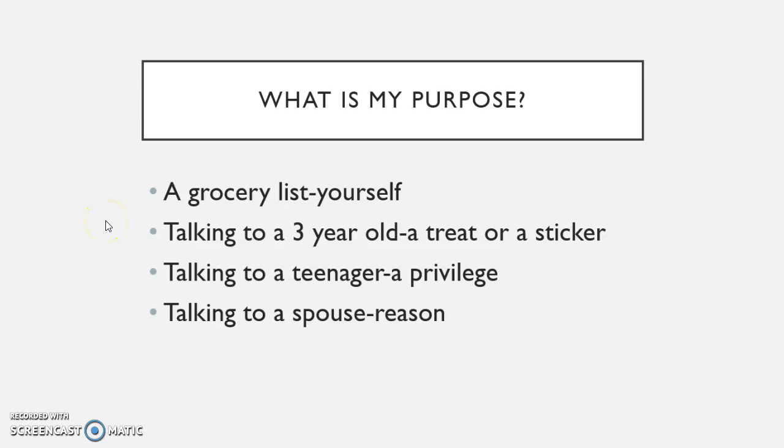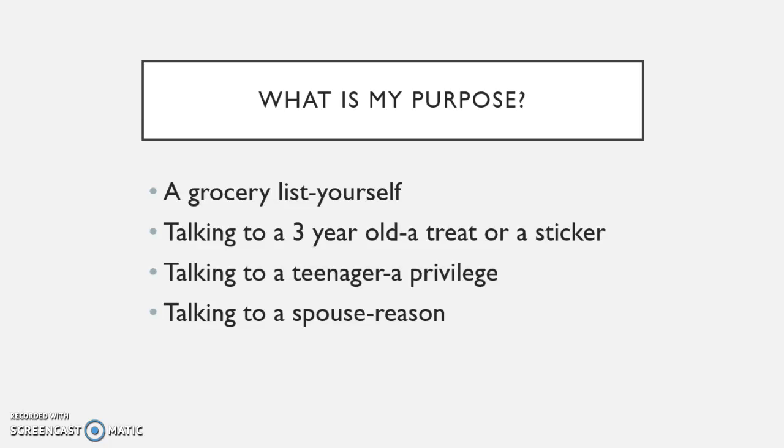So we write with different purposes. For example, if you're writing something to yourself, you're probably not going to worry about spelling, or you're just going to make sure that you know how to understand it. Whether you're talking to a 3-year-old, you're probably going to use tactics like, oh, I'll give you a treat if you do this. And talking to your teenager, if you don't get your room clean, you're not going to have the privilege to drive. And whether you're talking to an adult, you're probably going to try more reasoning with them. So when we write, we need to decide who we're writing to.